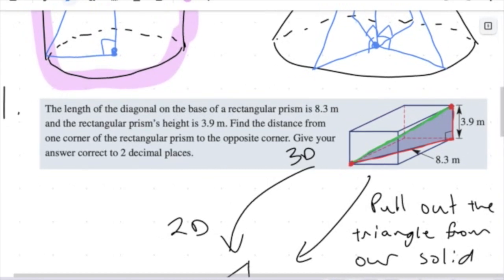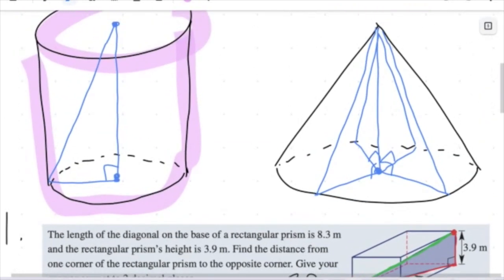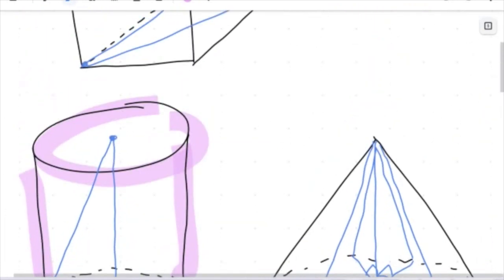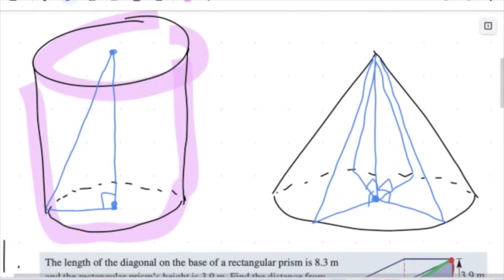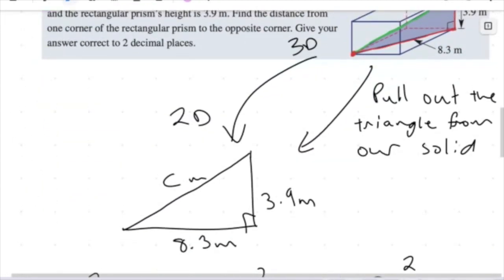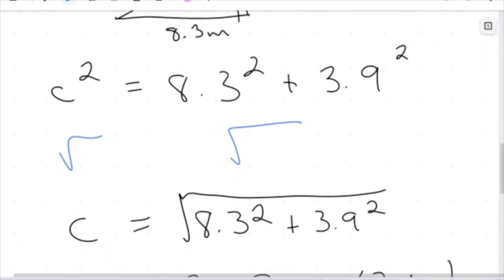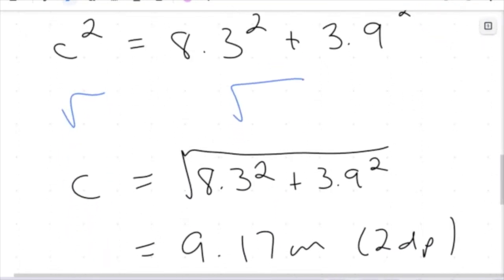But that is how we can apply Pythagoras' theorem to 3D shapes. We just want to locate the right angle triangle within our 3D shapes, either our prisms or our cylinders or cones, anything. And then we want to pull it out. We want to translate this from 3D into 2D because it's easier to work with. So we want to convert this in a sense, just drawing the triangle, pulling it out and writing it on our paper, so it becomes a really easy 2D Pythagoras' theorem question. And then we just apply the actual Pythagoras' theorem to find our answer.